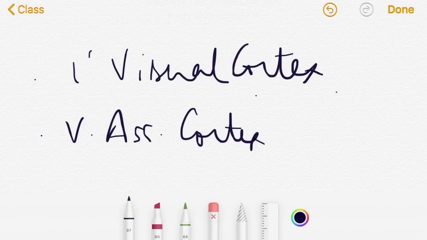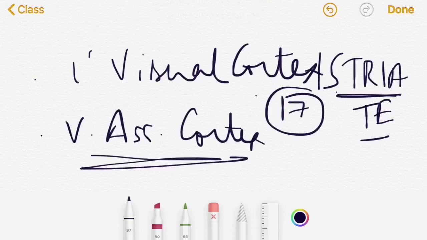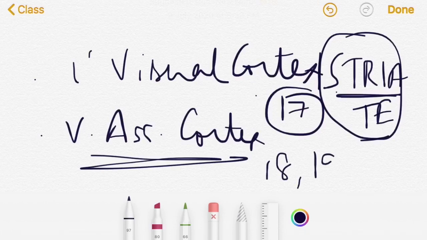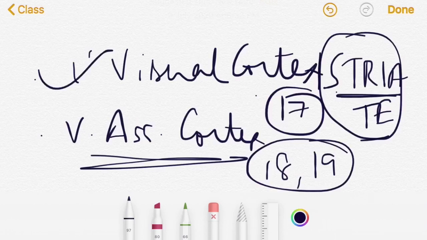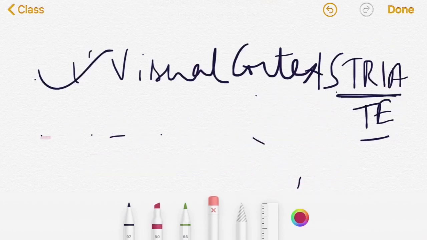So, primary visual cortex is also known as striate cortex or striate area, and this is area number 17. And this visual association cortex, they are also called extra striate, and they are area number 18 and 19. So, primary visual area is area number 17, and the visual association area, they are area number 18 and 19, area number 18 and 19.